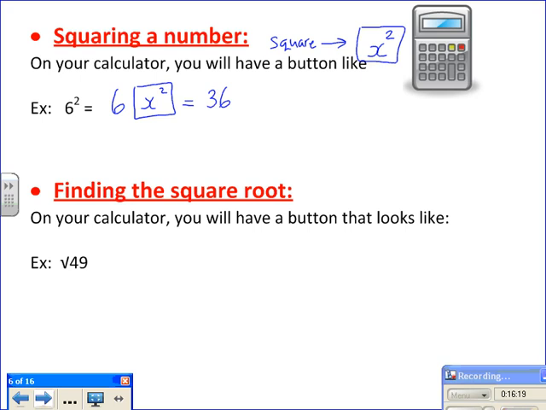Of course, if you weren't sure where the button was on your calculator, squaring something is the same as multiplying by itself. So in your calculator, you could also write 6 times 6 equals 36, and that would work.